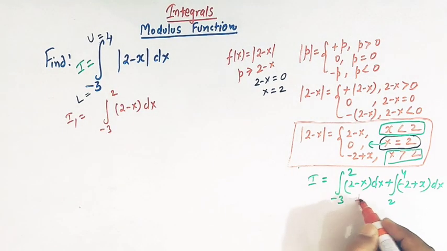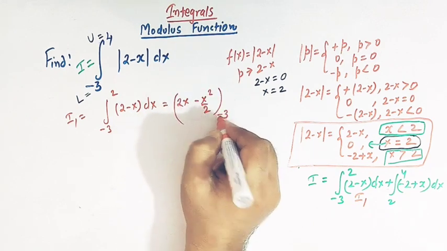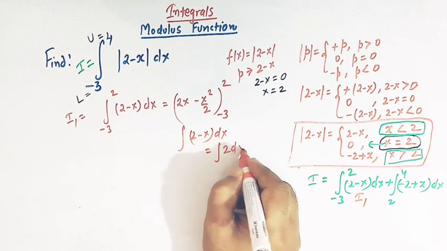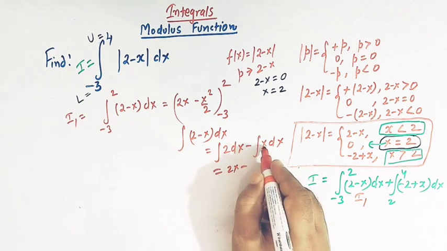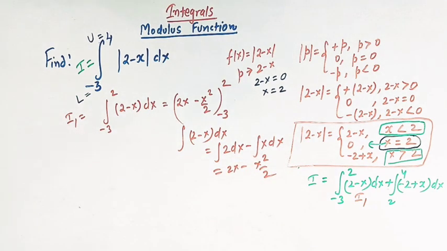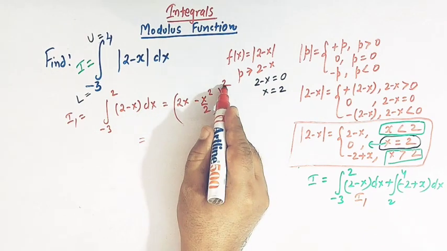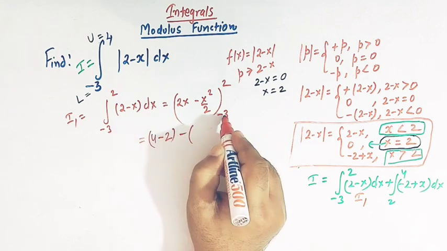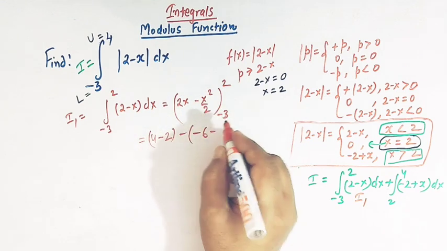Now I1 is this integral, minus 3 to 2, of 2 minus x, and this is 2x minus x square over 2, with the limits from minus 3 to 2. Because here we have 2 minus x dx, and this is 2 dx minus x dx. The integral of 2 dx is simply 2x, and the integral of x dx is x square over 2. Now let us substitute the limits and take the difference. First we take 2. So this is 4 minus 2 square is 4 over 2, that is 2. And here we have minus 3 times 2, minus 6. Then we have minus 3 square is 9, 9 over 2.